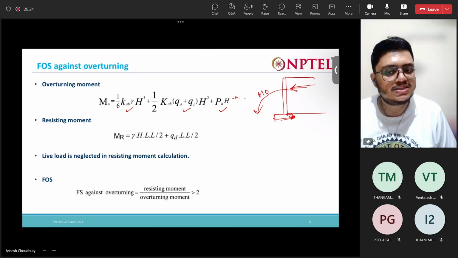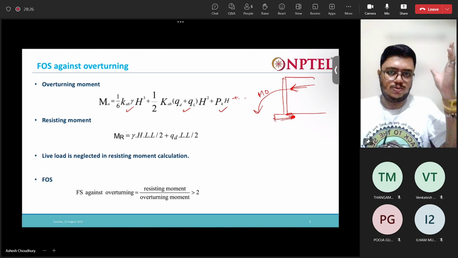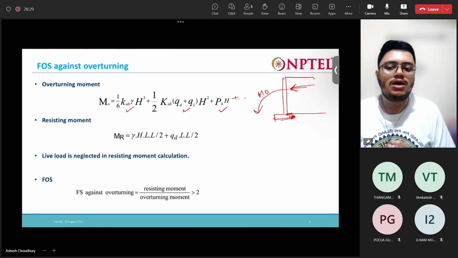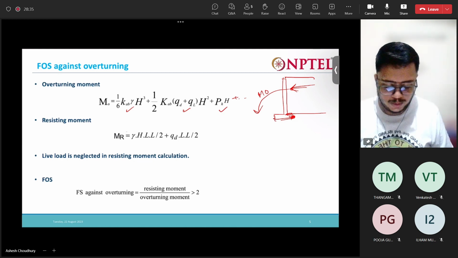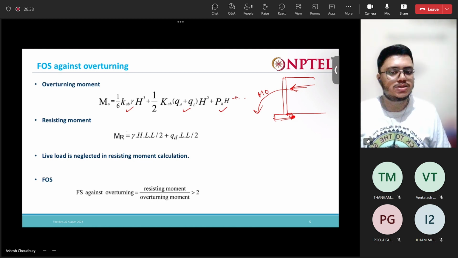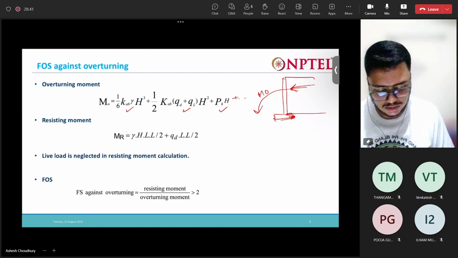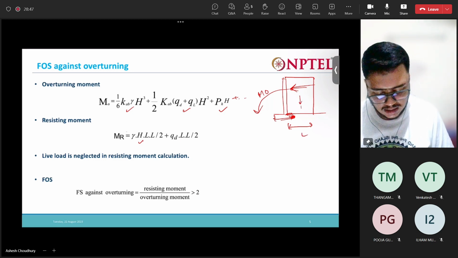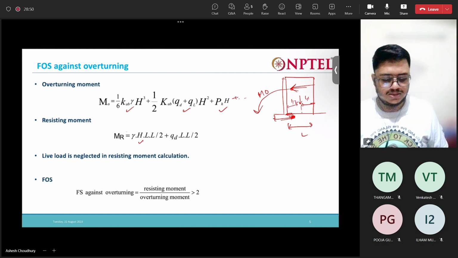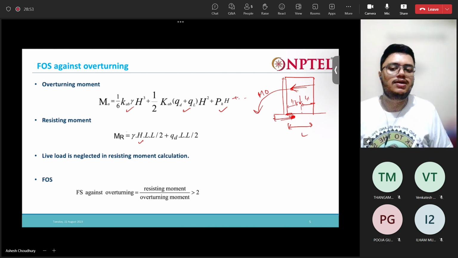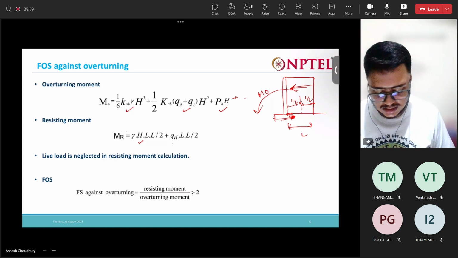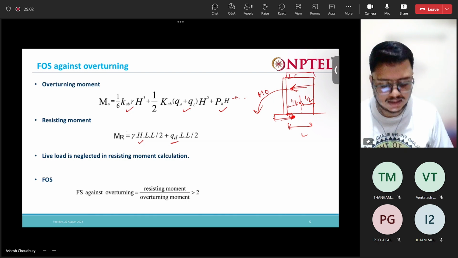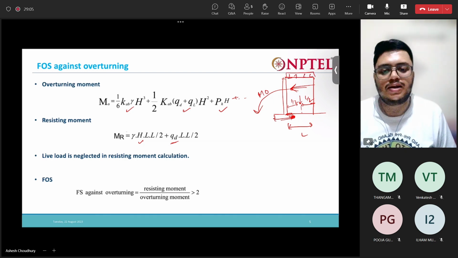Okay, and what will be the resisting load? The resisting moment will be contributed by the weight of the structure, the weight of the soil mass, right? Say this is the length of the reinforced mass, so this weight will be acting at L by 2. So this downward vertical load will be resisting this overturning moment, right? And also this QD, whatever dead load is there, that weight will also resist this moment.